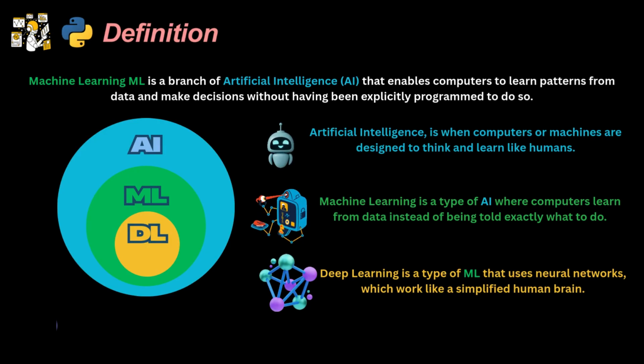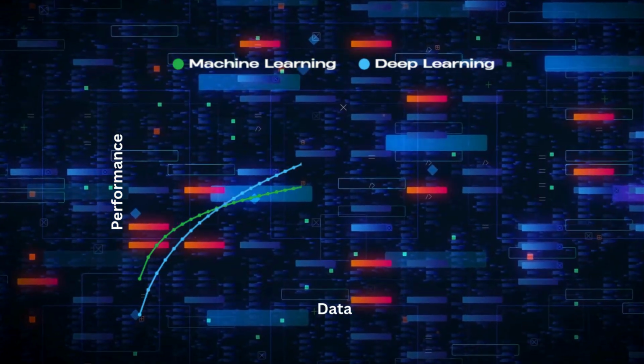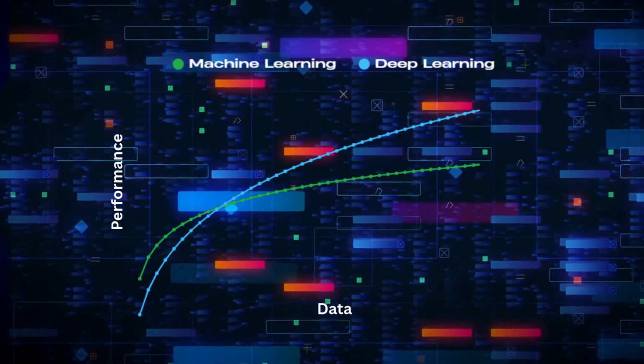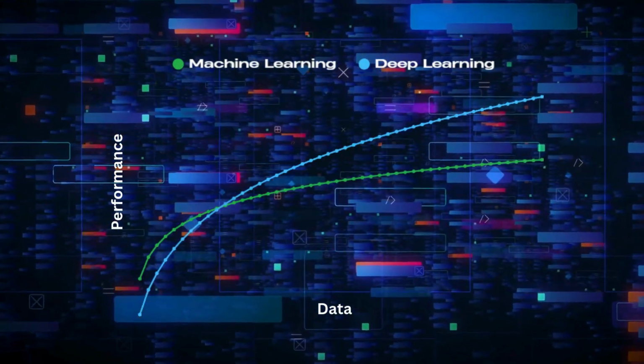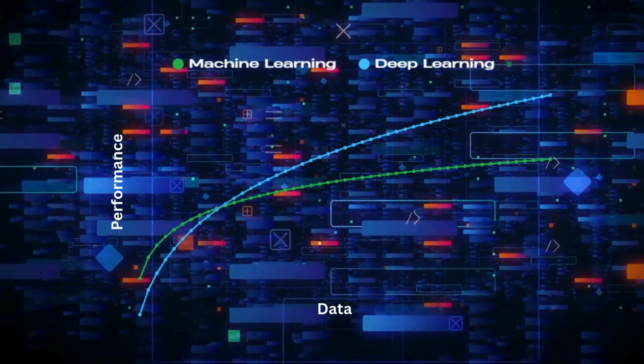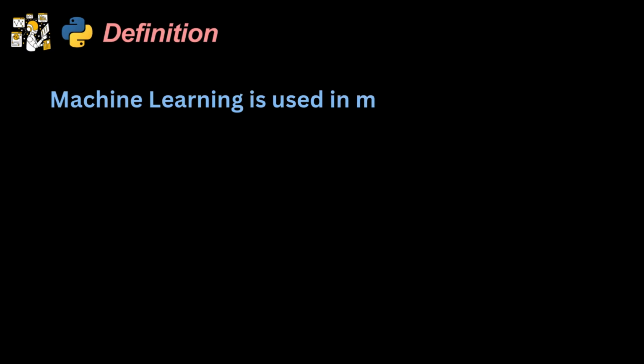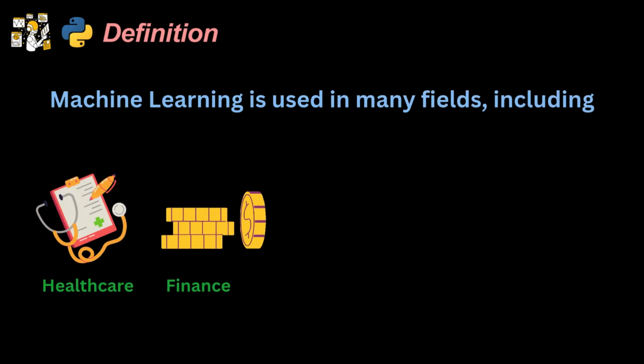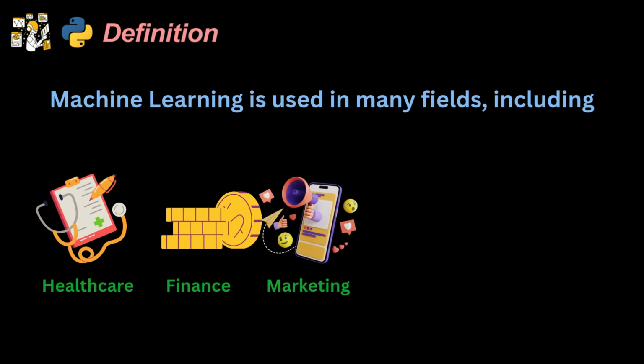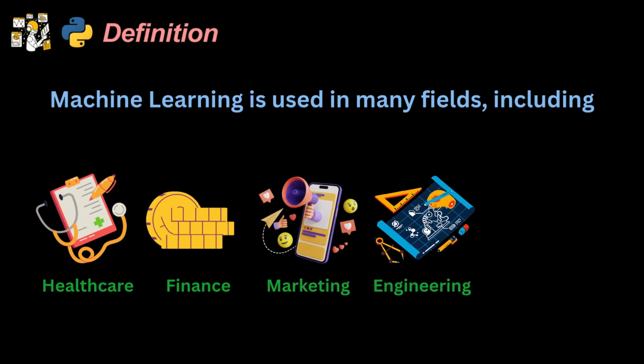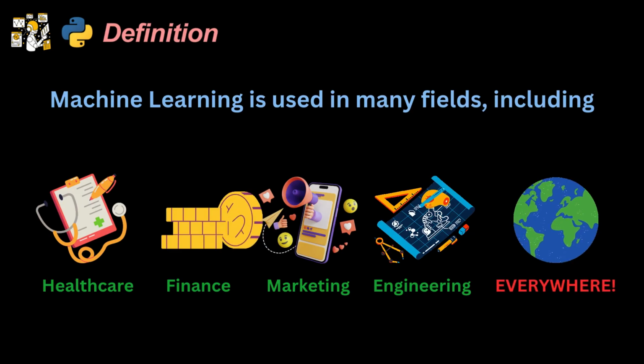Deep learning, however, is a type of ML that uses neural networks, which work like a simplified human brain. Machine learning performs well with smaller datasets, while deep learning thrives with large datasets and improves as data increases. Machine learning is used in many fields, including healthcare, finance, marketing, engineering, and basically everywhere.